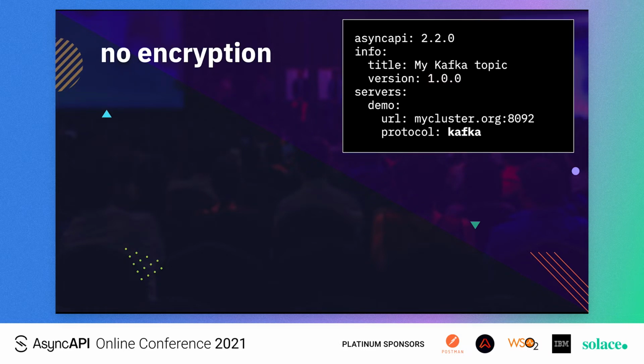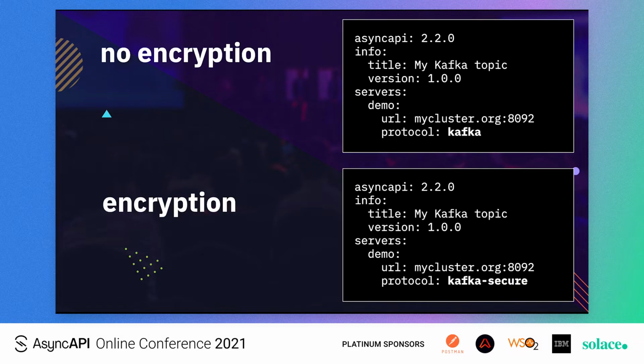As I said, I'm going to cover both encryption and authentication, but first let's start with encryption. We describe this in the server protocol section of the document. If your cluster isn't set up to use encryption, then you just use protocol kafka. If your cluster is set up to require encrypted connections, then use the protocol kafka-secure. So, no encryption, use protocol kafka. Encryption, use protocol kafka-secure. So that's encryption sorted.